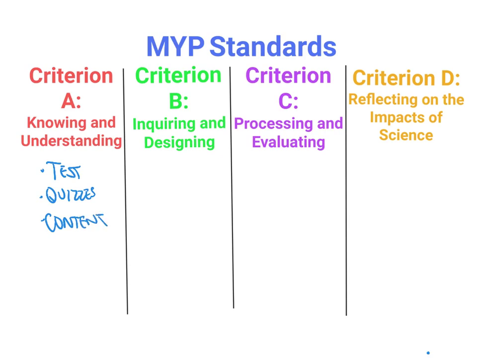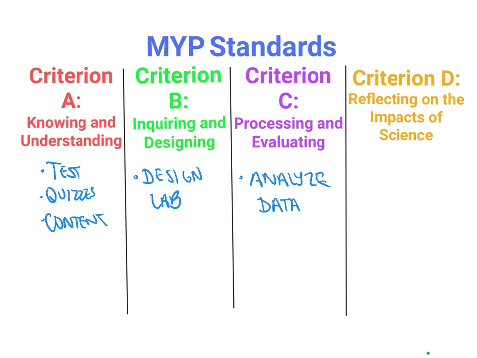Then there's criterion B, which MYP calls inquiring and designing, but really this is your ability to design labs. So how can I design appropriate laboratory experiments? Criterion C is your ability really to analyze data. MYP calls it processing and evaluating, but really this is after the lab is done, did I draw the appropriate conclusion? Did I do that correctly? Did I graph and make tables correctly?